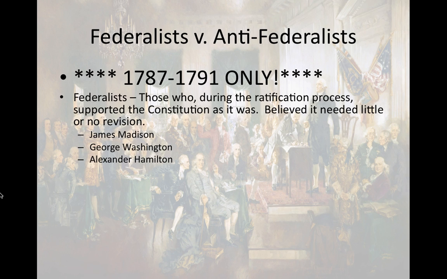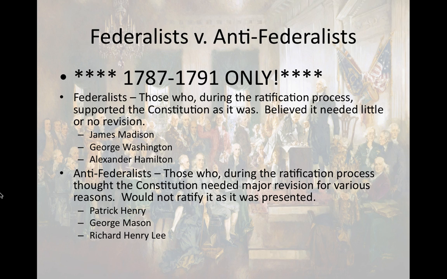Okay, so basically, Federalists are the people who supported the Constitution in its ratification process. They thought that it needed little or no revision. They included people like James Madison, George Washington, and Alexander Hamilton. Anti-Federalists were those who did not like the Constitution the way that it was. So they thought that it needed significant revisions. These people included Patrick Henry, George Mason, and Richard Henry Lee.